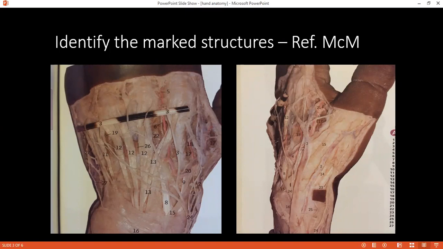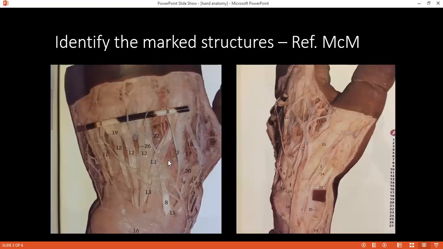If you can identify number three, it is a branch of the radial nerve. Branches of the radial nerve. So what is this, number five? It's red. This is the palmar digital arteries.